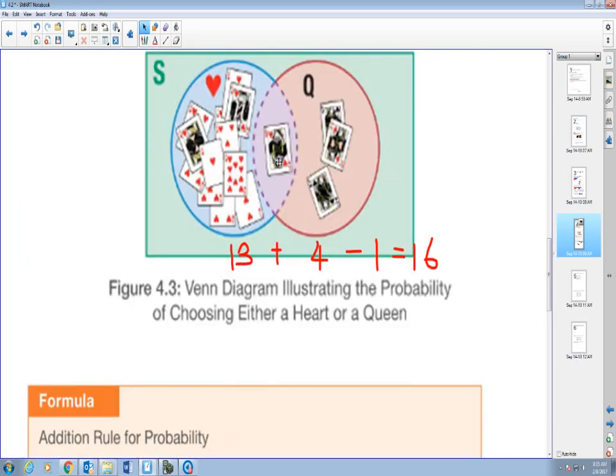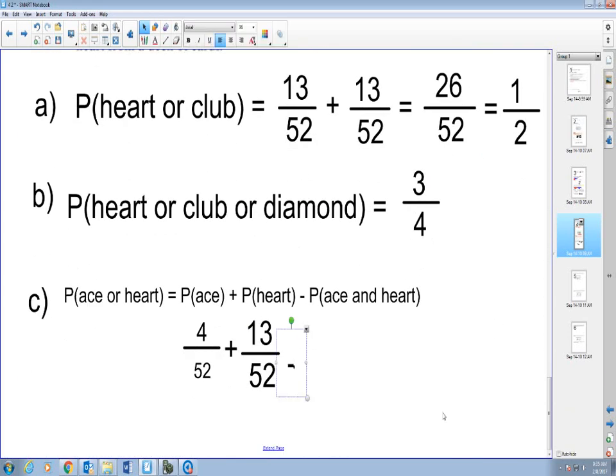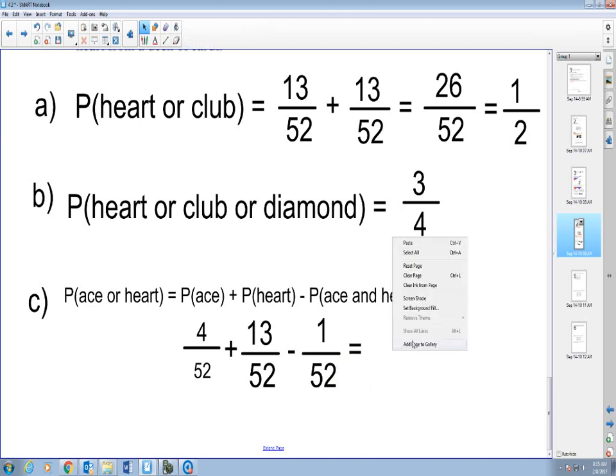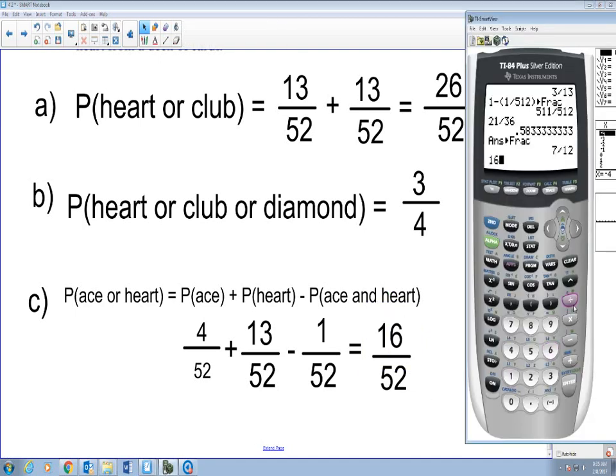Now I got 17, but the ace of hearts is actually counted twice. So I gotta subtract that 1 extra time I counted, which is 1 extra card out of 52 possible outcomes. So my answer is actually gonna be 16 out of 52. So 16 out of 52 is about 30.8%. Converted to a fraction, it's actually 4 out of 13.